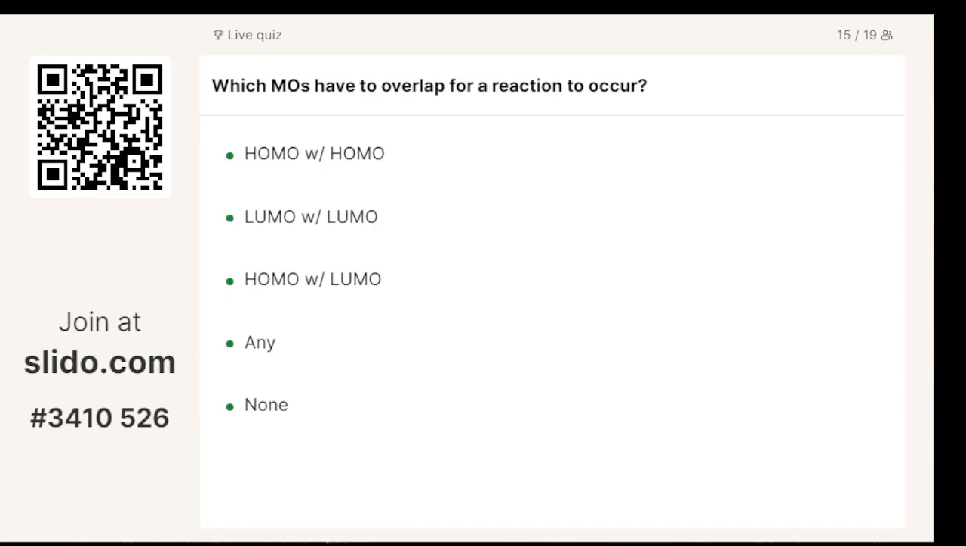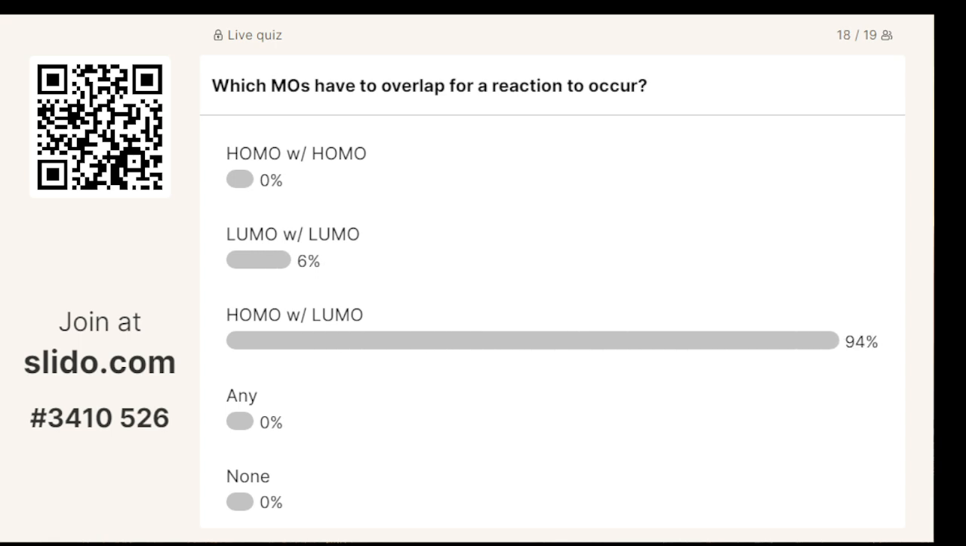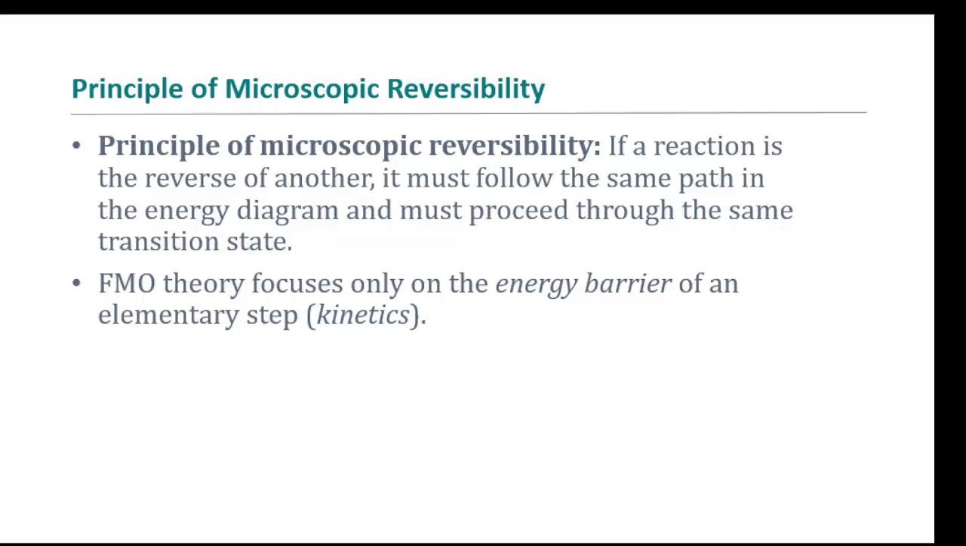All right. Okay, folks, I'm moving on, so make sure you get something in. Okay, 94%, and that is correct. So for a reaction to go forward, you typically have to line up the HOMO and LUMO, right? Highest occupied and lowest unoccupied molecular orbitals. Okay, very good.